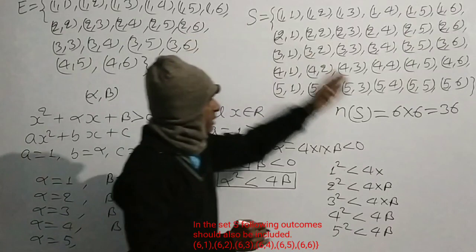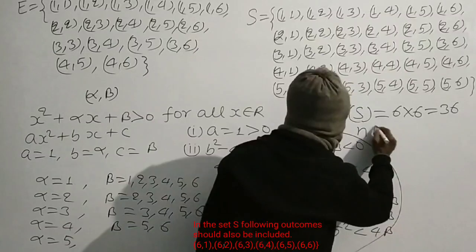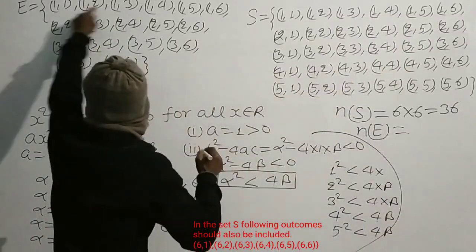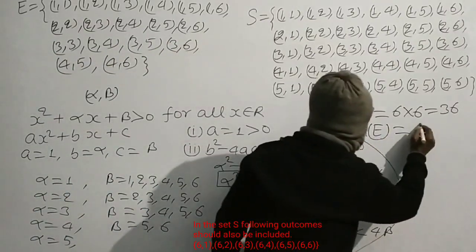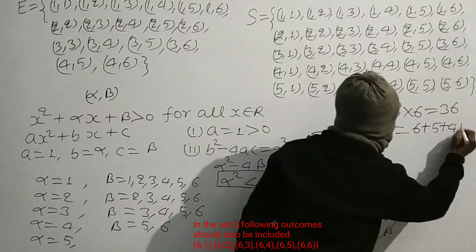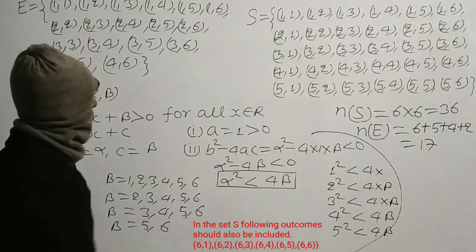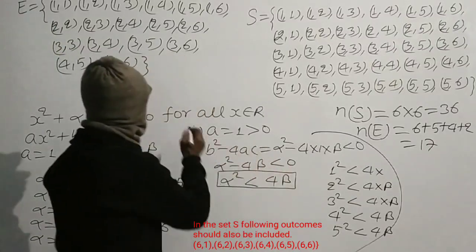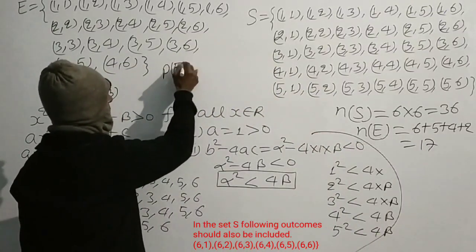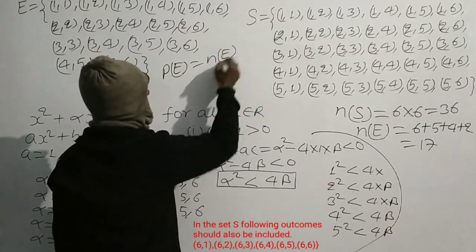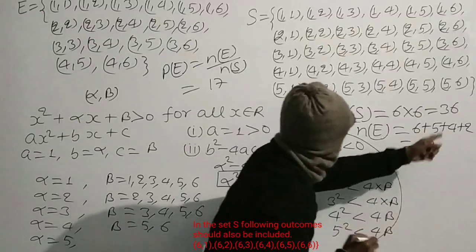Now the number of S is 36 and the number of E is equal to 6 plus 5 plus 4 plus 2, that is equal to 17. Probability of E is equal to number of E by number of sample space, that is equal to 17 by 36.